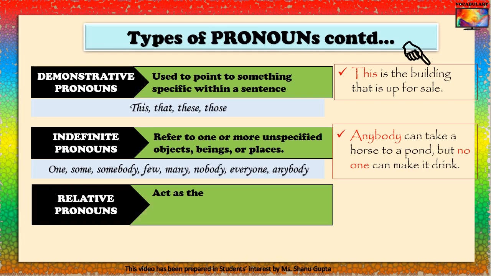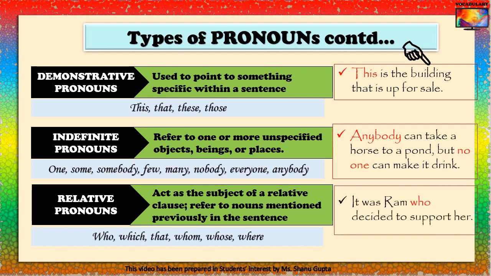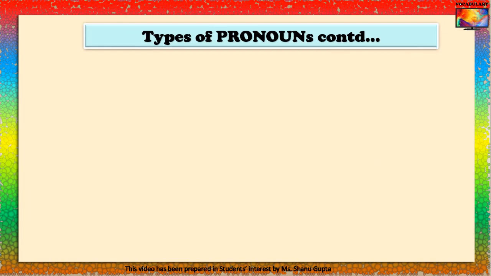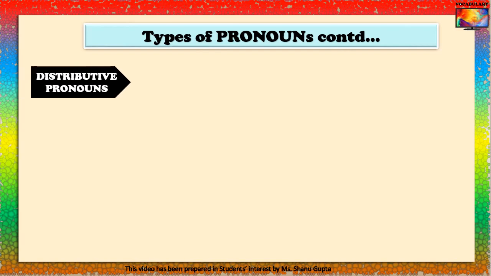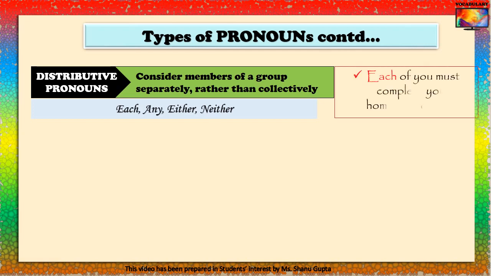Relative pronouns, they act as the subject of a relative clause and refer to nouns mentioned previously in the sentence. For example, in the sentence, it was Ram who decided to support her. The clause who decided to support her is introduced by the relative pronoun who, and the word who refers to Ram. Distributive pronouns. Pronouns such as each, either, neither consider members of a group separately rather than collectively. For example, each of you must complete your homework on time.